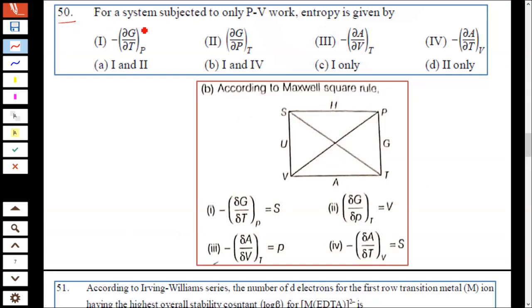Question number 50. For a system which is having PV work, entropy is given as... You should know all the Maxwell relations having entropy. Here the entropy equals dou G by dou T, and here the entropy is dou A by dou T. Hence options 1 and 4 are correct.